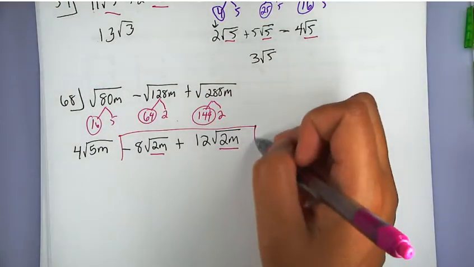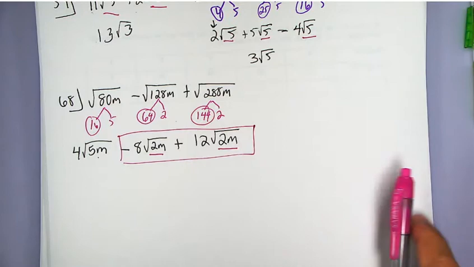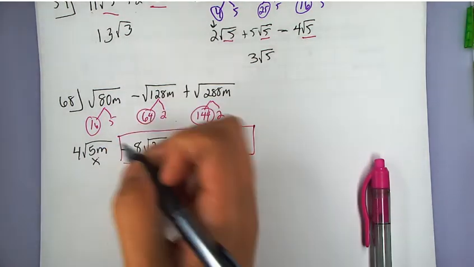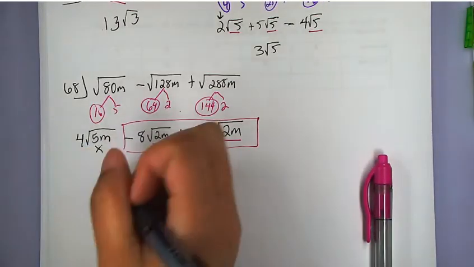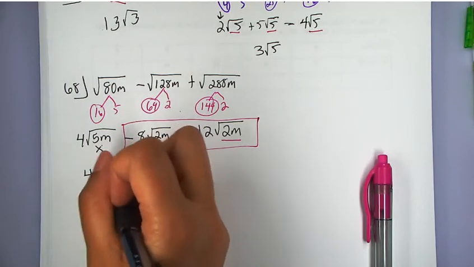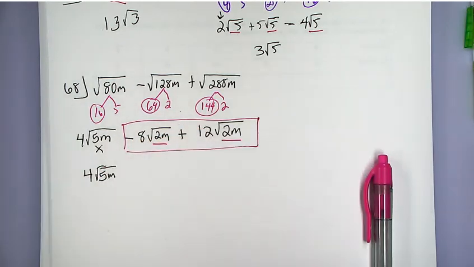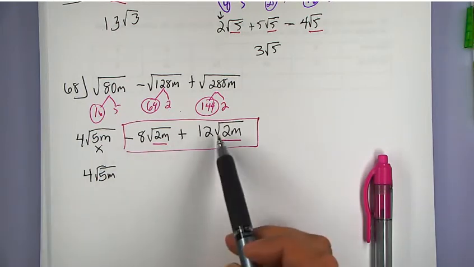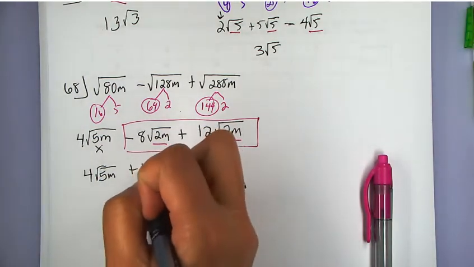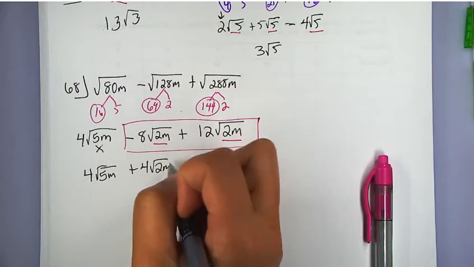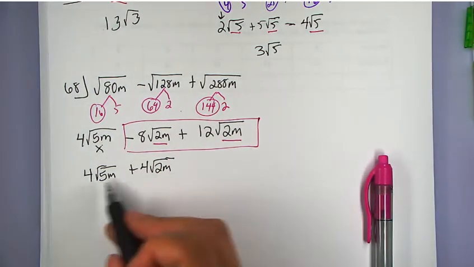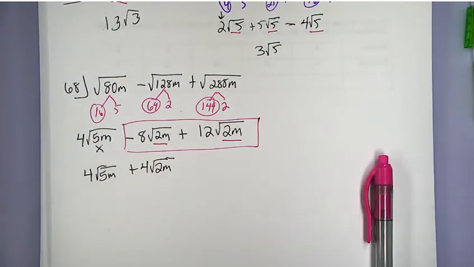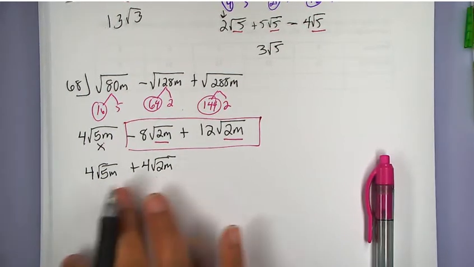Let's do one more last problem, and then we're going to be done with this section. Number 70. What does 70 say? 70 says, I'm going to do it with cube roots this time. Cube root of 250 minus 4 cube root of 5 plus cube root of 16. So we got cube root of 250 minus 4 cube root of 5 plus cube root of 16.